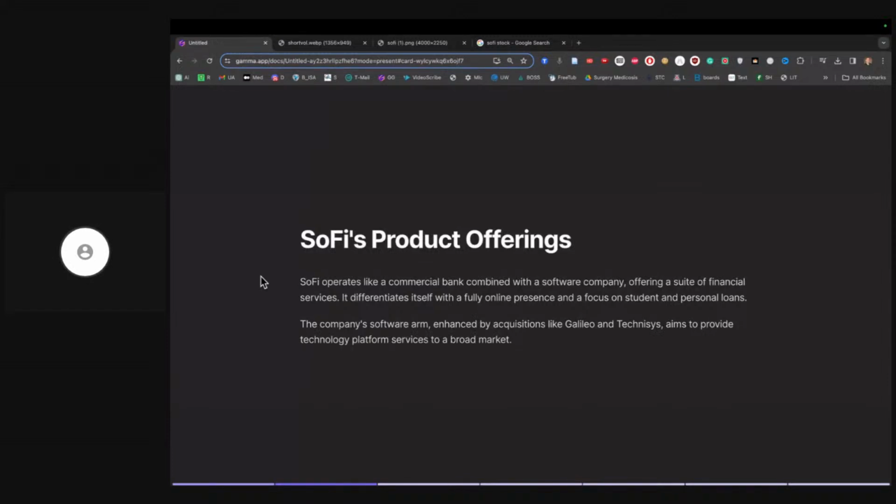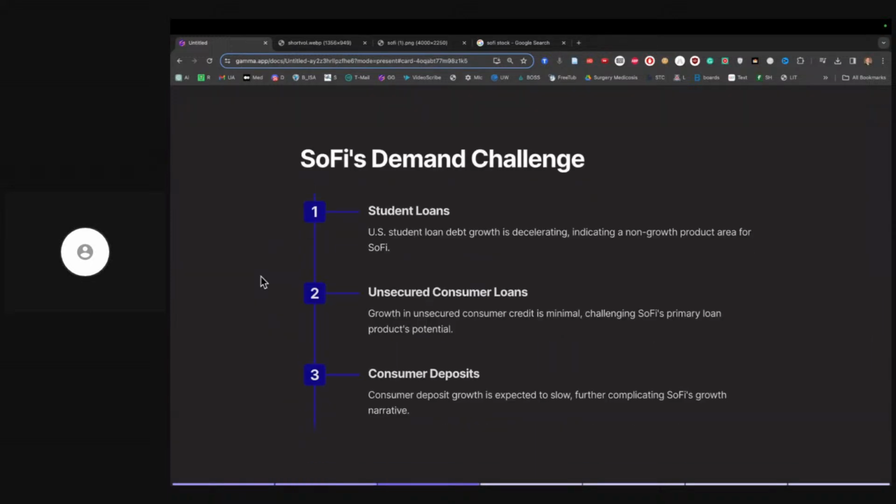The examples they're using, they're saying, okay, SoFi is a sell because it's really competitive in the fintech space. Okay, we know that. Student loans, the debt growth is decreasing, indicating a non-growth product area for SoFi. Unsecured consumer loans, consumer deposits. These are the types of bear cases they're raising.